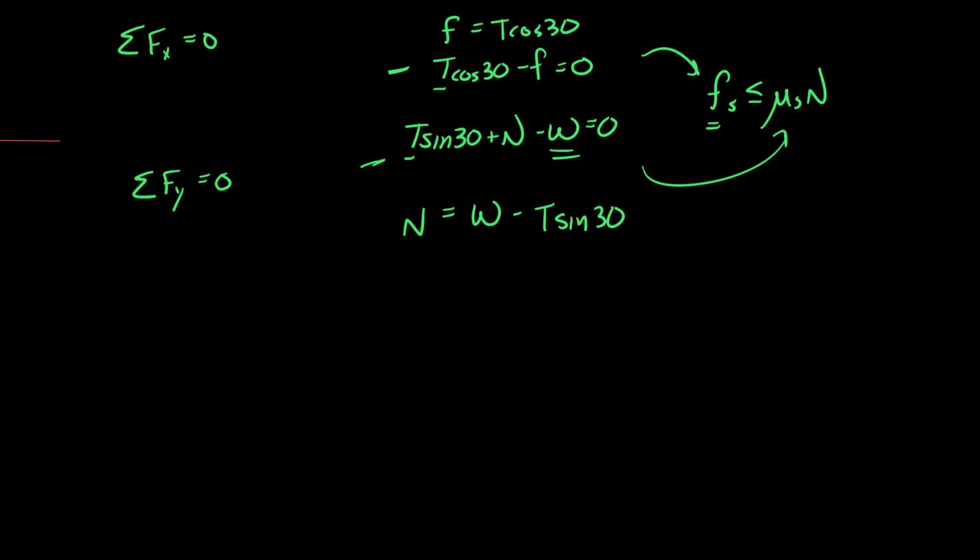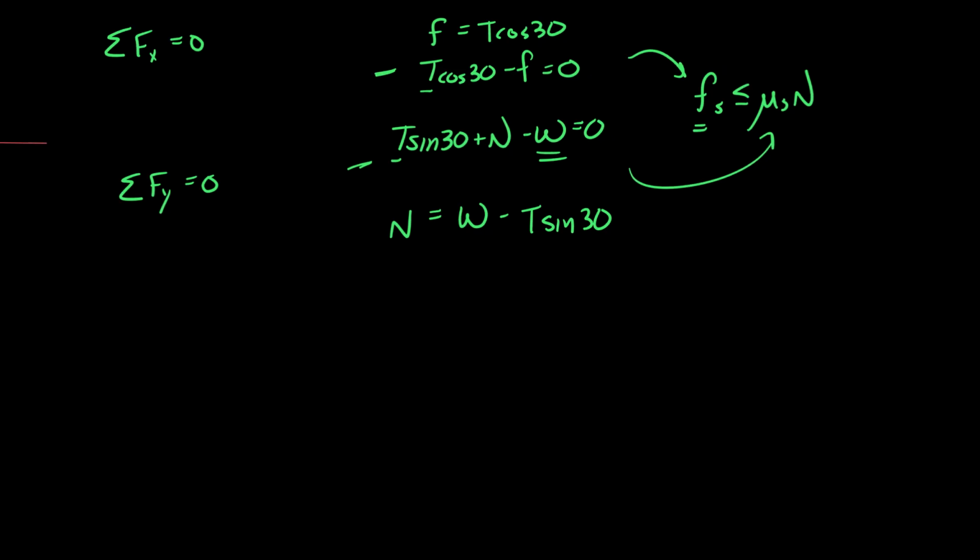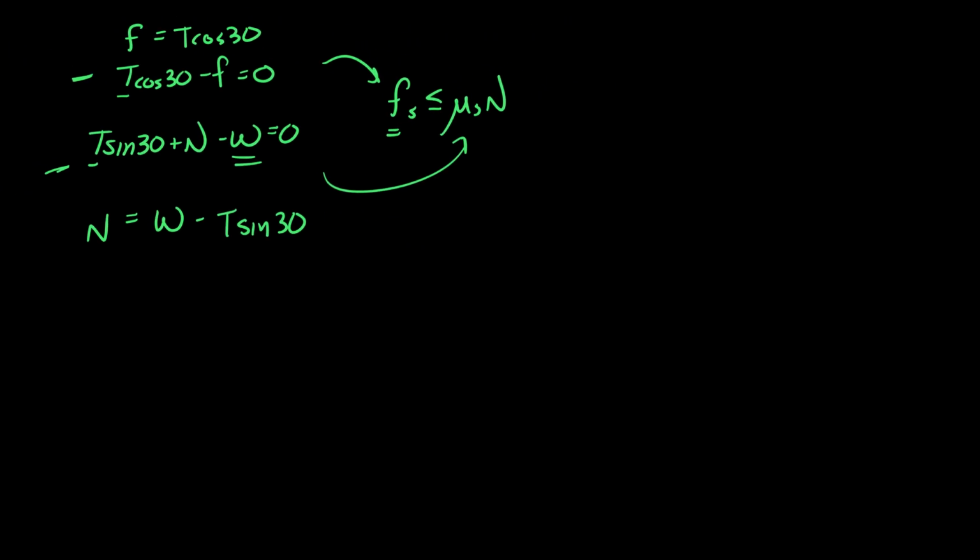I'm just going to substitute this in now. Now this part is going to scare some of you, but I don't care. Don't be scared. It's just stupid math. So T cosine 30, that's the friction, plugging in right here, less than or equal to mu s times weight minus T sine 30. Now you have to solve that for T.